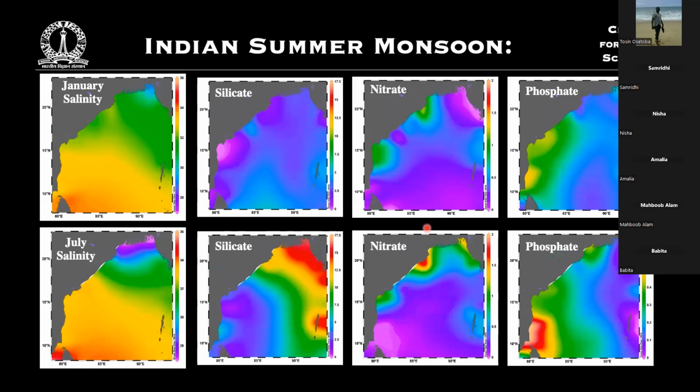So with the overview like this, if we take the January months in the top set of panels and the July months in the bottom set of panels, we're going to go from salinity to silicate to nitrate to phosphate for January, and then in July, salinity, silicate, nitrate, and phosphate. We don't need to look through a microscope to understand that there is a huge flux of silica coming out of the river mouths. There's a huge flux of nitrate coming out of certain river mouths. And there is a certain flux of phosphate in this region, mostly due to upwelling.